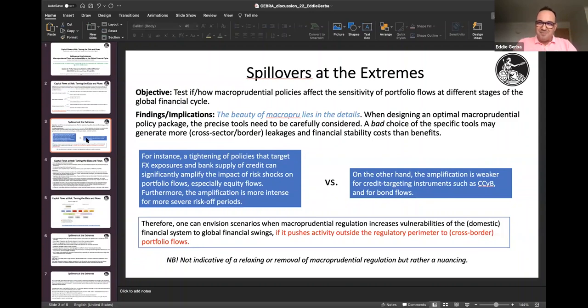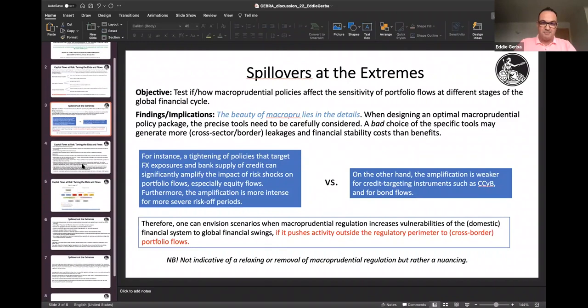Now, this does not mean, and I think the authors are very clear in the text, that we should relax or remove macroprudential regulation, but rather that we need nuancing and we need to take care in which way the particular instruments are designed and what their aims are.